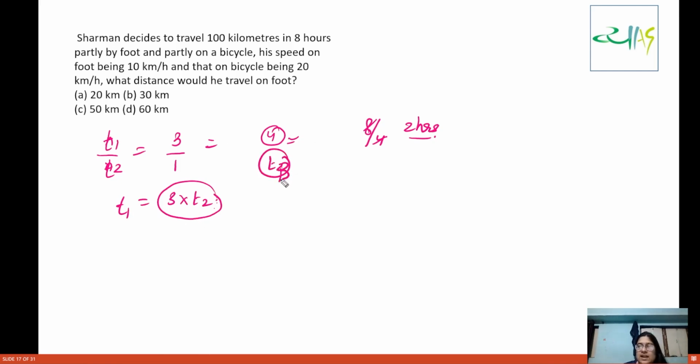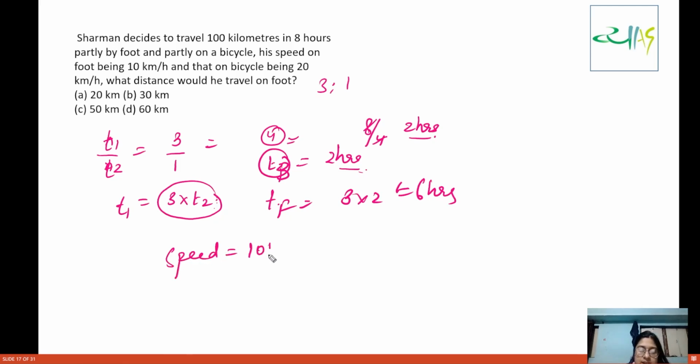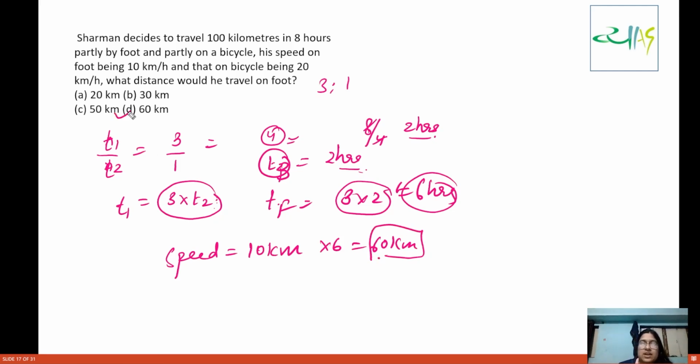This T2 is the bicycle part. This T2 was the time taken traveling on the bicycle. So we get this T2 as 2 hours, because it is 3 is to 1, so TB is 2 hours. And for TF we are getting 3 into 2, that is 6 hours. And if your speed is 10 kilometers per hour, in 6 hours how much distance are you going to travel? 60 kilometers. So now this is 60 kilometers.